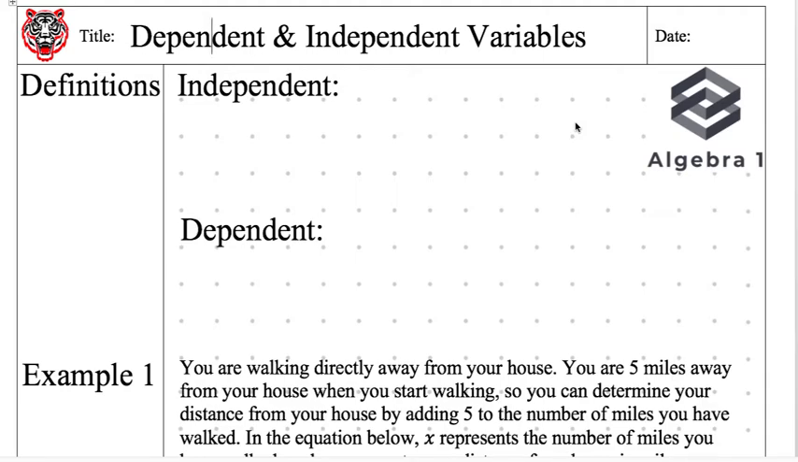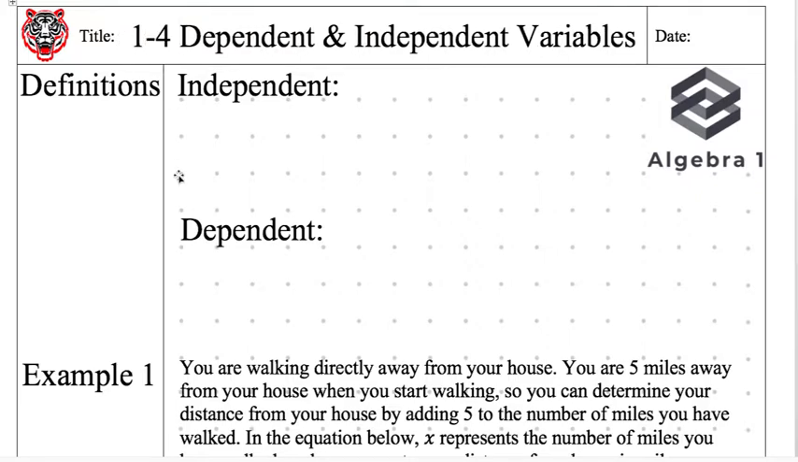This is Algebra 1. We are talking about dependent and independent variables, and I just realized I forgot to put the lesson number, so please add that right now. It's 1-4, dependent and independent variables. Also make sure that you put the date. Today is the 28th, so this is going to be 9/28.